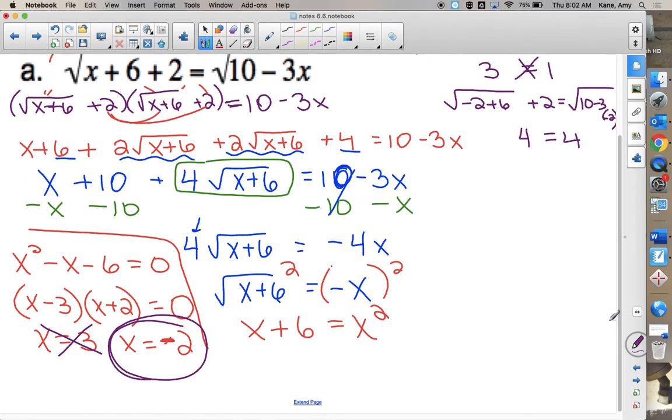So that's a lot of work. Great problem. Makes you do a lot of algebra. Questions?